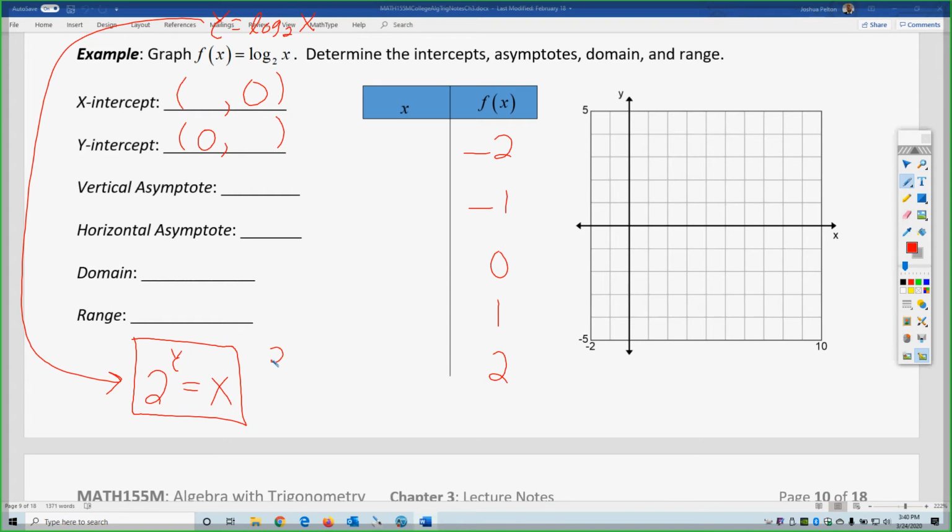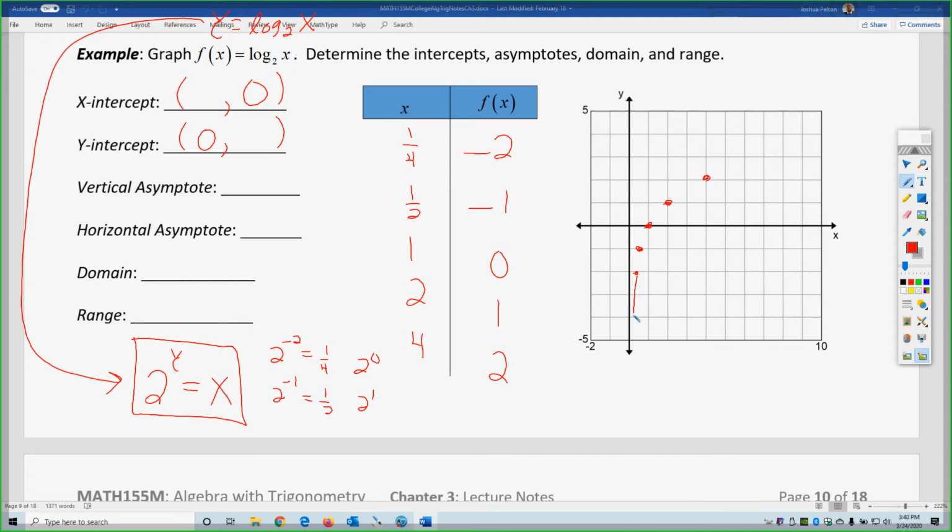So 2 to the -2 is 1/4. 2 to the -1 is 1/2. So I get 1/4, 1/2. 2 to the 0 is 1. 2 to the 1 is 2. And 2 squared is clearly 4. So if I graph that, at 1/4 I'm at -2. At 1/2 I'm at -1. At 1 I'm at 0. At 2 I'm at 1. And at 4, 1, 2, 3, 4, I'm at 2.